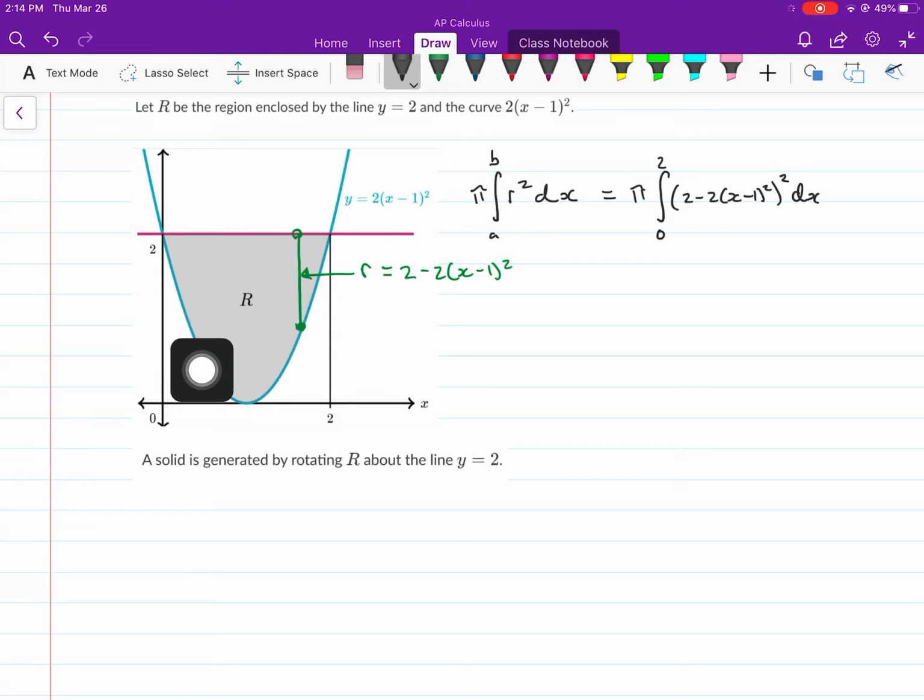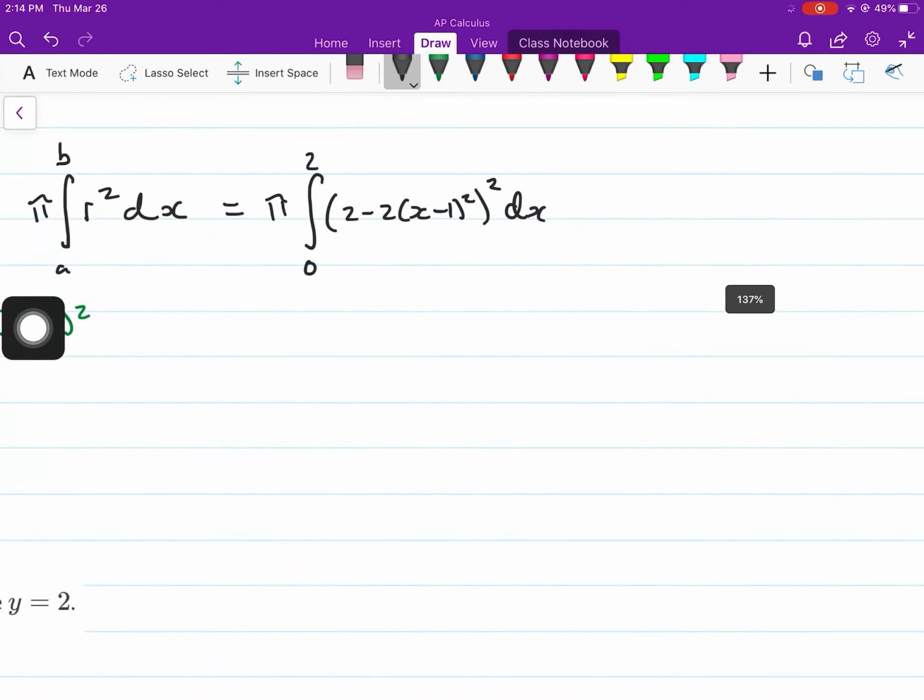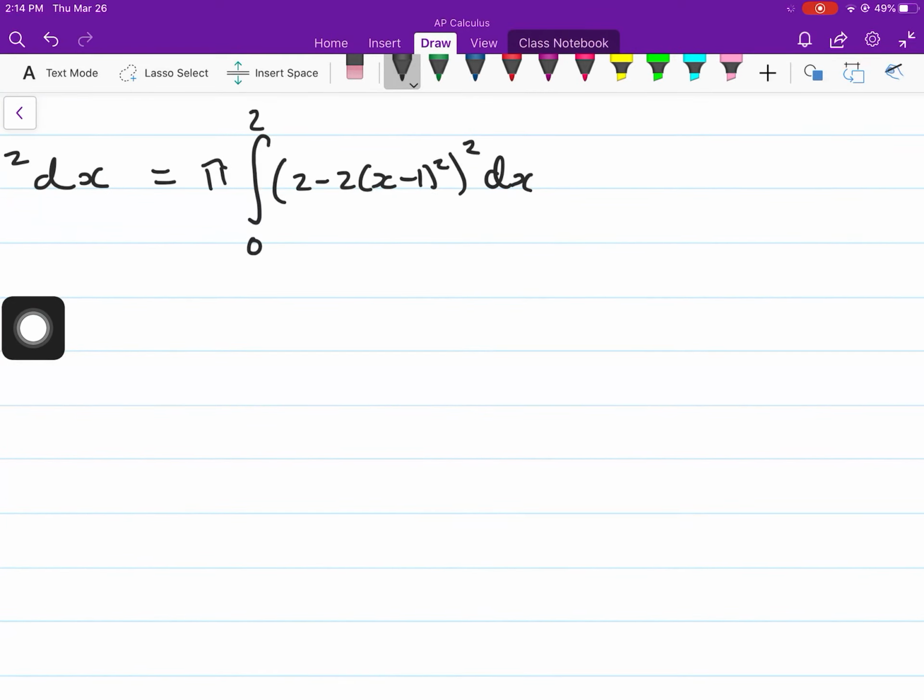From there, we just got to evaluate it. So the setup was pretty simple. It's just going to be the 2 minus this function. So we've got to now just evaluate that. So how would you evaluate that?